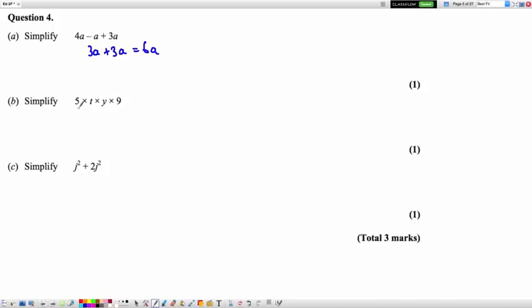First we multiply our numbers together. 5 and 9 multiplied is 45. We then multiply the t and y together by writing them together, ty.